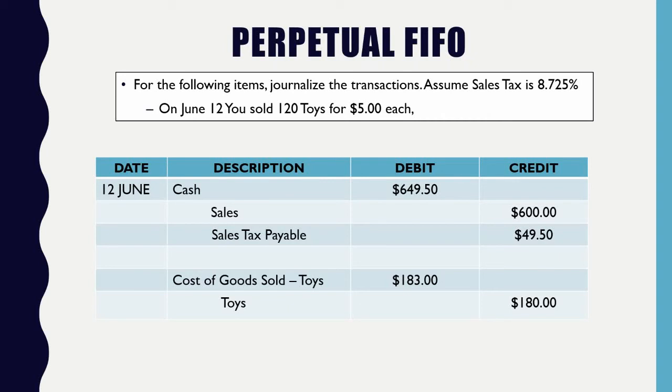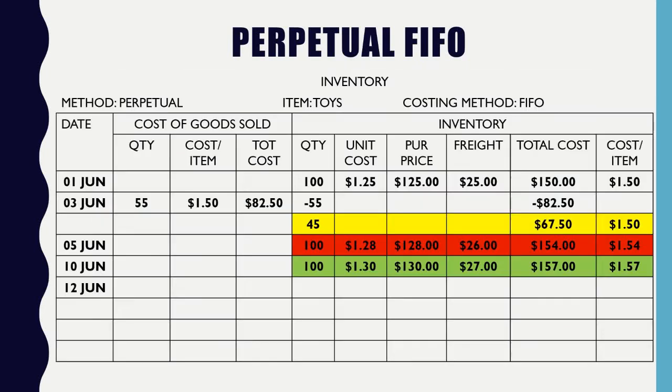I sold 120 toys for $5 each, right? We can ignore the selling price because we can plug that in for the first part of the journal. What I'm most importantly looking for when I'm looking into my inventory worksheet is how much did it cost me? What's my cost of goods sold? Okay. So let's identify it.